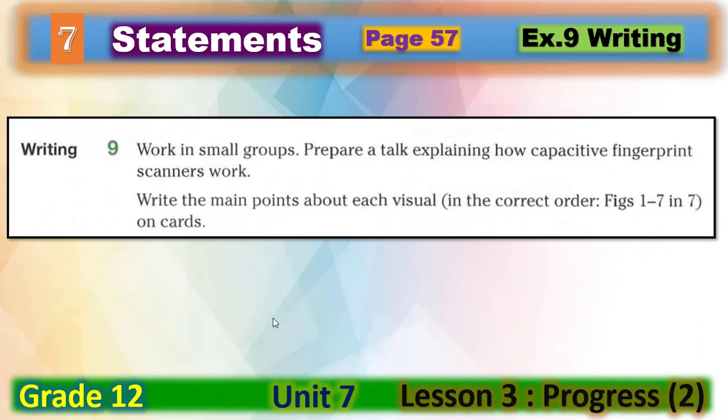Now let's move to exercise number 9. Work in small groups. In this case, you have to work individually. Prepare a talk explaining how capacitive fingerprint scanners work. Write the main points about each visual in the correct order, figures 1 to 7 in exercise 7, on cards.